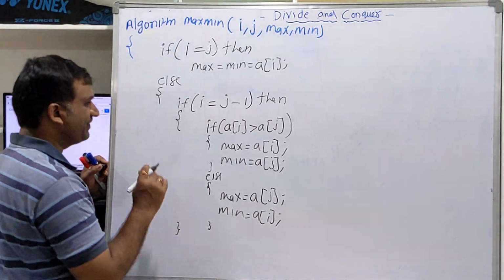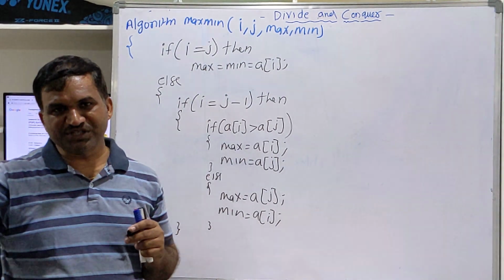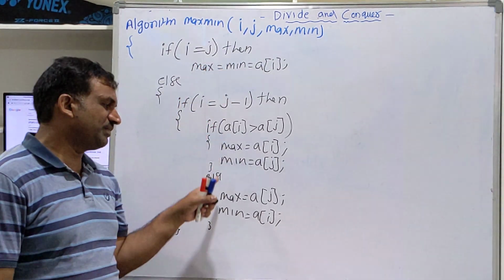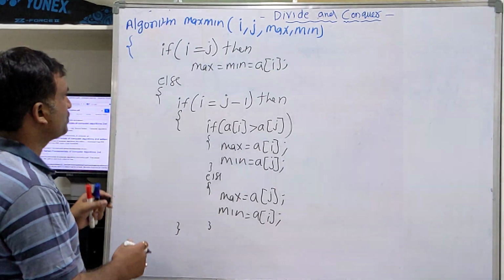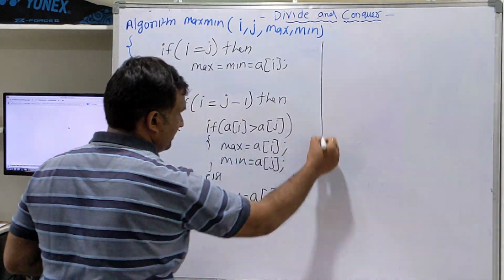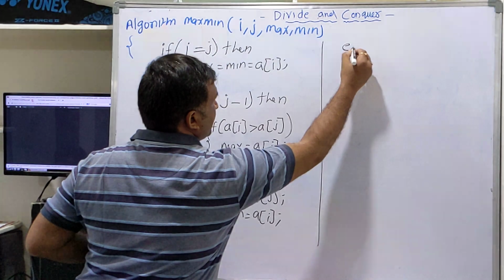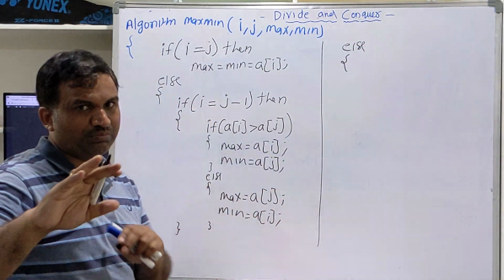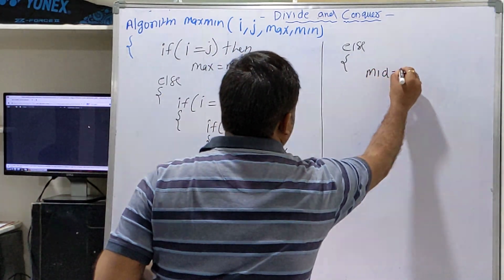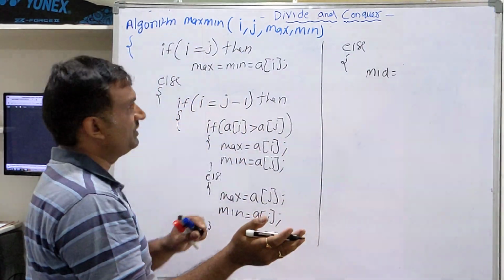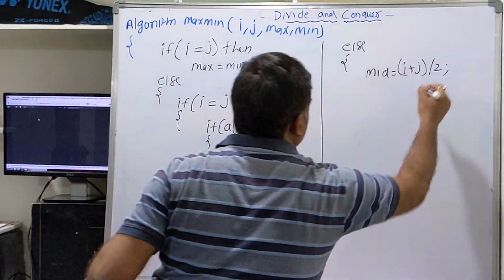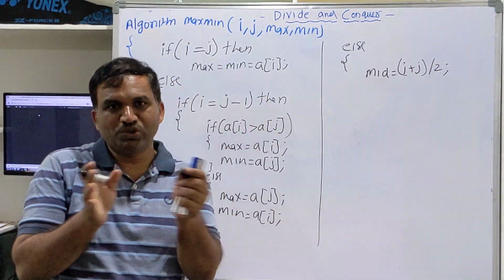That means we are checking whether the problem is small or not. The problem is small when you have one element, and when you have two elements. If you have more than two elements, what do you do? We write an else here. Else means more than two elements. If you have more than two elements, you divide the problem into two pieces. Mid is equal to low plus high by 2, where low is i and high is j, so mid is i plus j by 2. That means the problem is divided into two pieces.